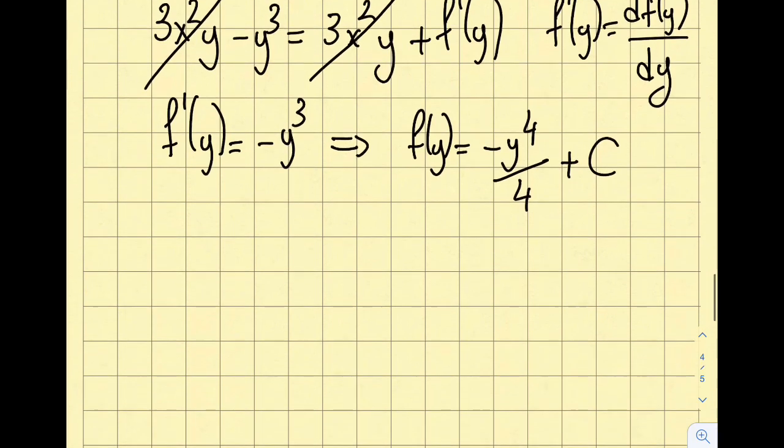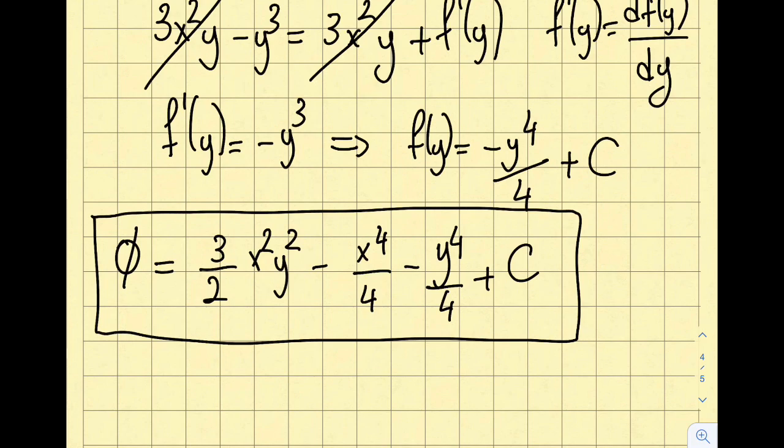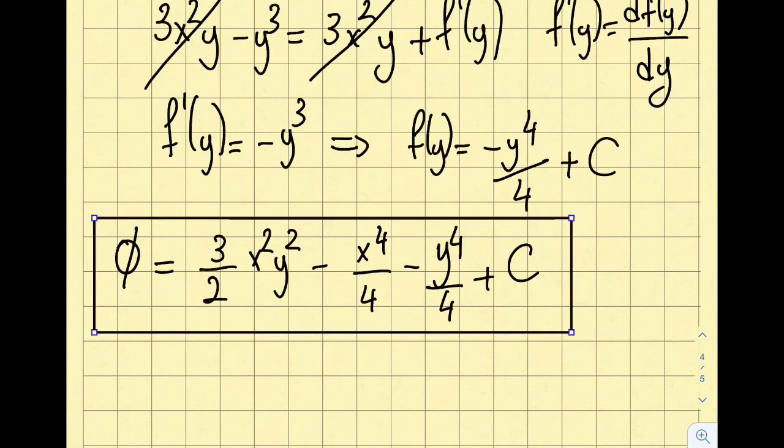So if I go ahead and write my final equation for the velocity potential, I will obtain 3/2 x squared y squared minus x to the power of 4 divided by 4 minus y to the power of 4 divided by 4 plus a constant c. So this is my final equation for the velocity potential.